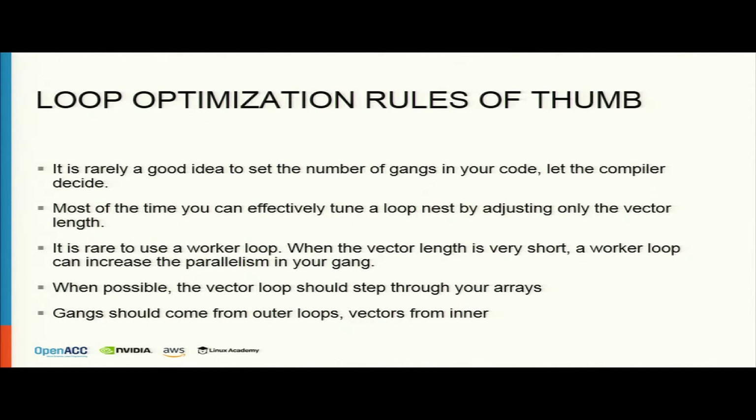And yeah, so when possible, the vector loop should step through your arrays, obviously. Vector is the one which is more prominent. And gang should come from outer loops and vector from the inner. Don't do the opposite. Gangs are always higher level and vector are lower level. So your outer loop should be gang and the inner loop should be vector, not the opposite, right? So these are certain, I would say, rules of thumb that you should follow.